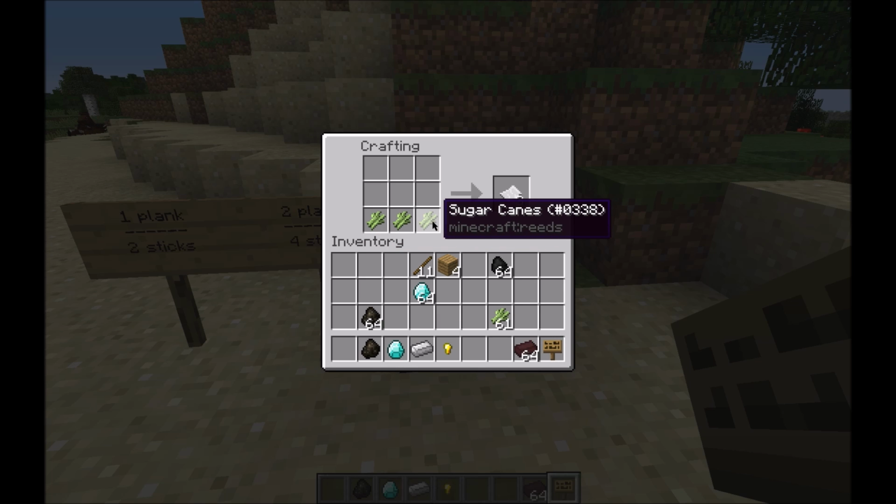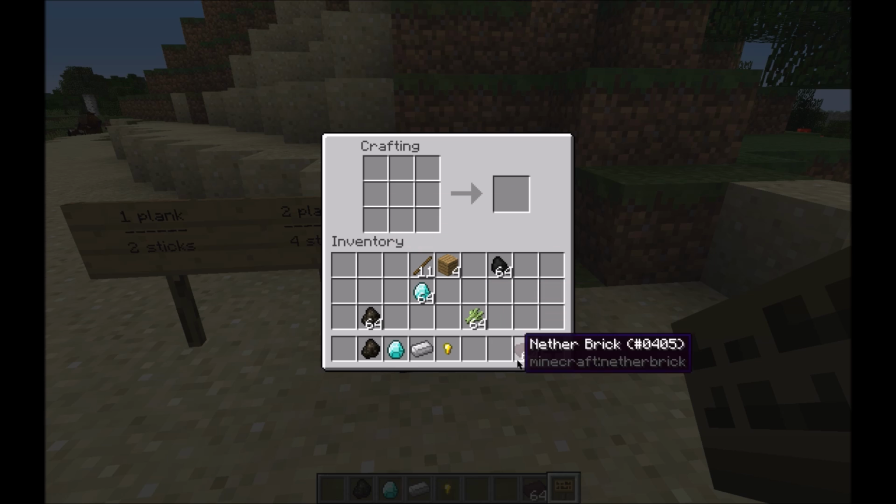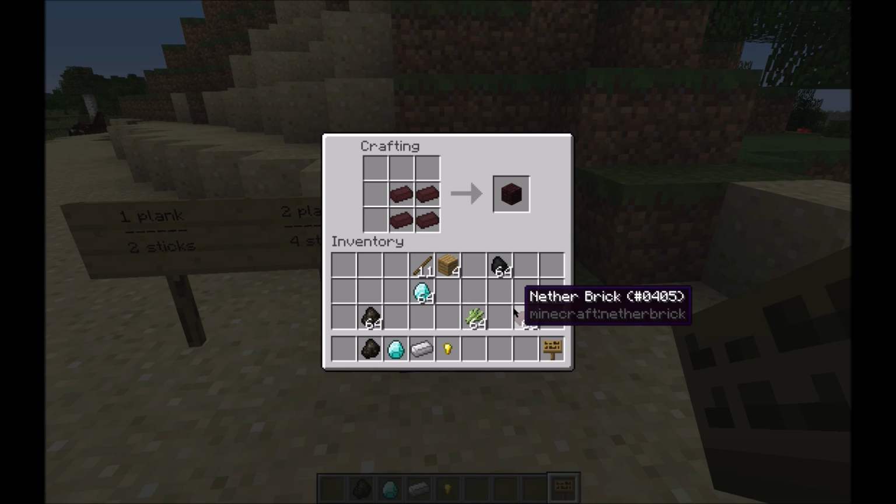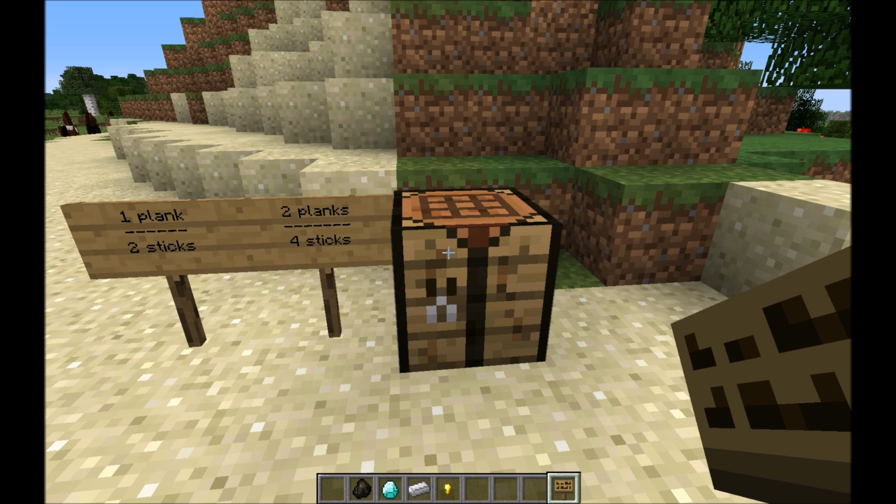What about here? 3 sugar canes gives me 3 papers. So that's 3 over 3, which technically reduces to 1 over 1. So 1 sugar cane turns into 1 paper, but that's not an option in Minecraft. 1 sugar cane gives me 1 sugar. So really a sugar and a paper are about the same thing. Here's 4 nether bricks gives me 1 nether brick block. Well, that's confusing. Nether brick gives me 1 nether brick. Anyways, I could go on forever.